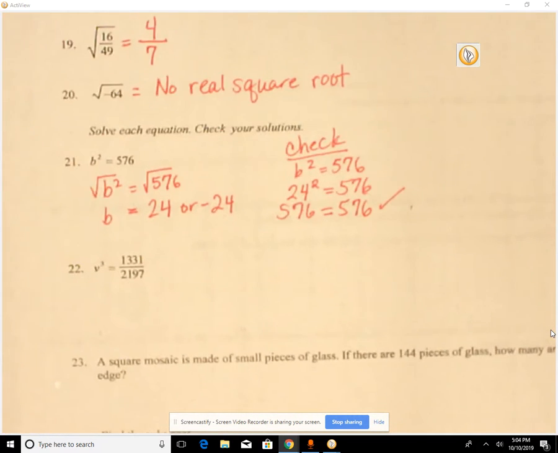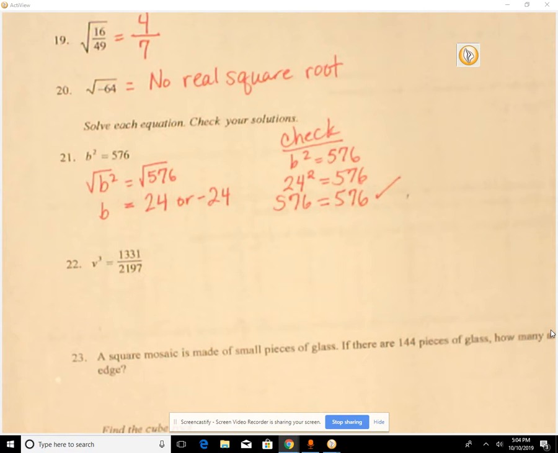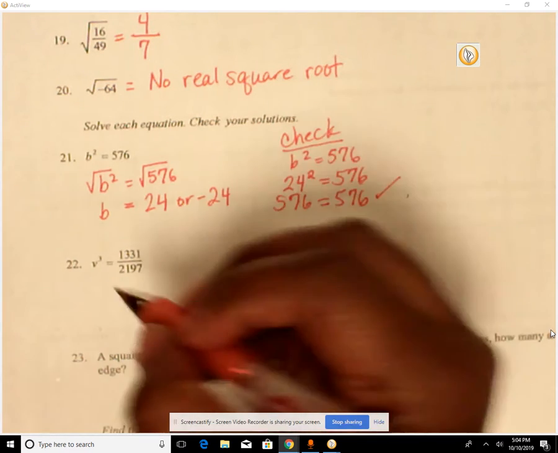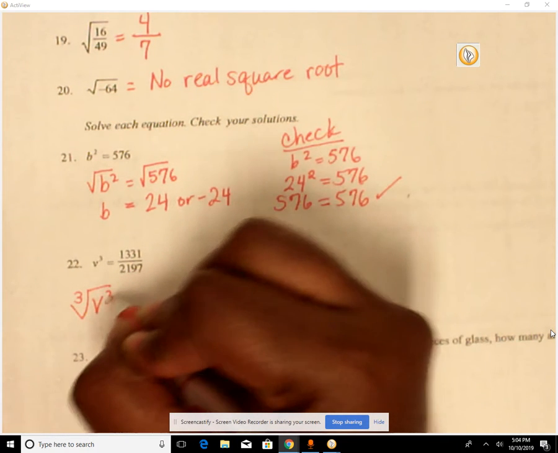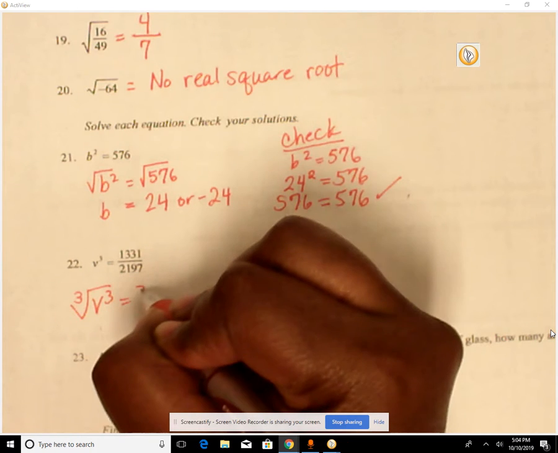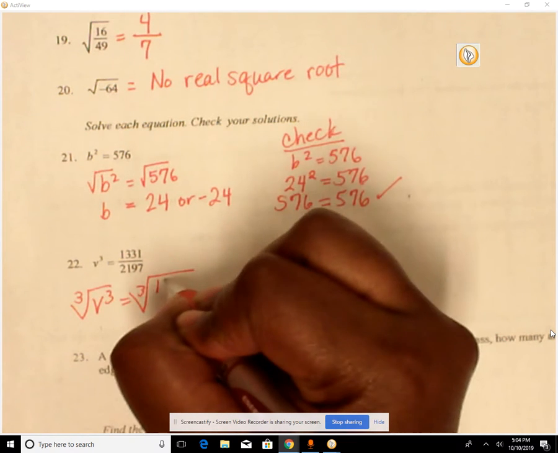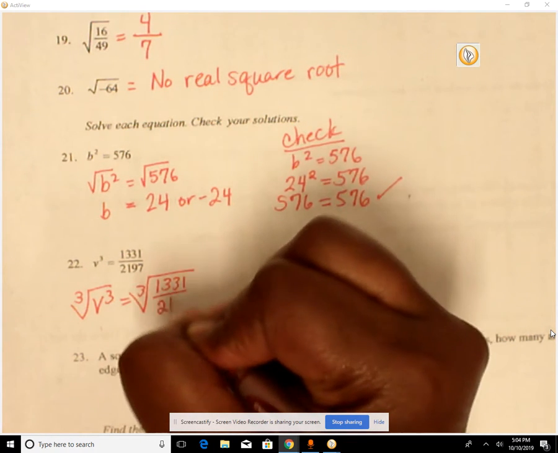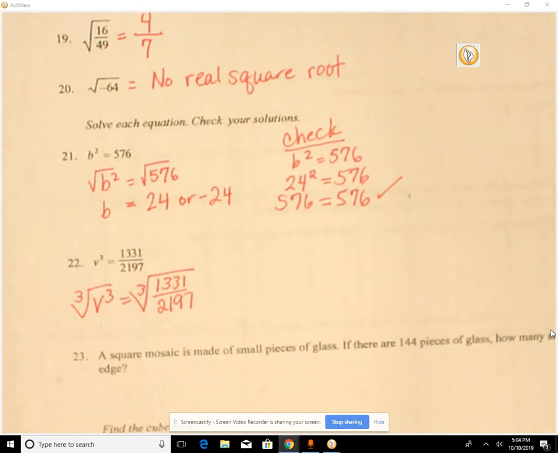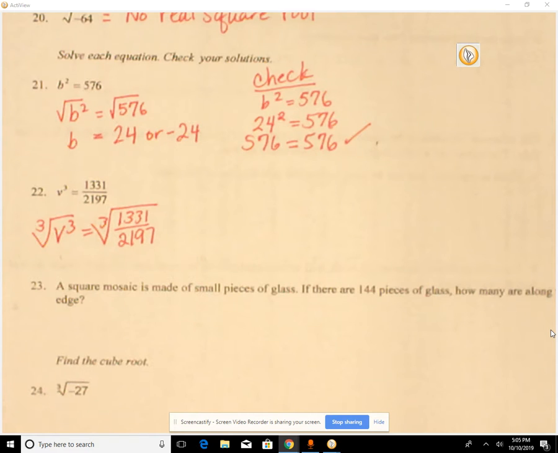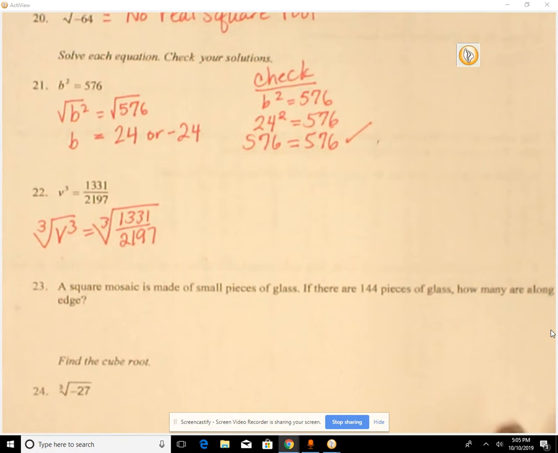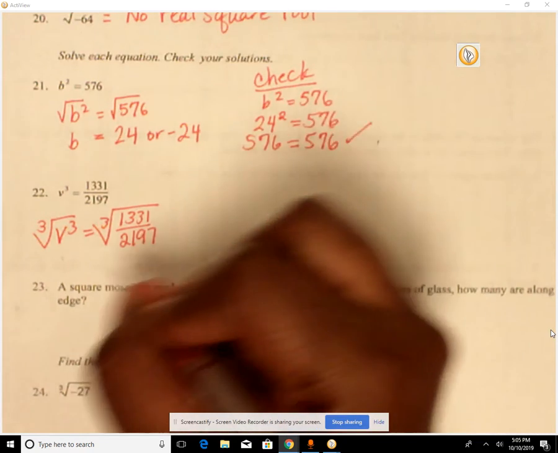Here we have v to the third power equals 1331 divided by 2197. We need to take the opposite of a cube, or to the third power, which is cube root. You see the little 3 in the roots? That means we can't use the one on our calculator because it doesn't have a 3. We've got to use page 22 in our interactive notebooks or our cube root sheets. Thank goodness I have a cube root sheet here. So I'm going to take the cube root of both of these.